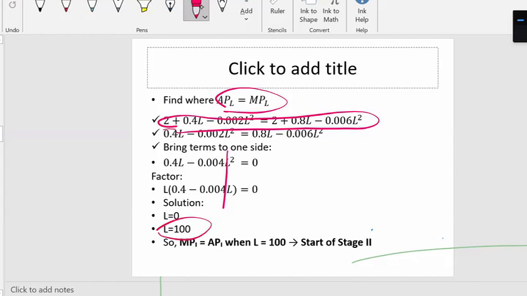Why do we compute? The question, why do we want to know APL is equal to MPL? This is the end of level what? Kwa sababu the end of level 1 of level 2 ni pale ambapo marginal product, average product is equal to marginal what? Product. Maana kama ukiangalia hapa, sawa? Kwa mfano ukiangalia kwenye level yetu hapa.